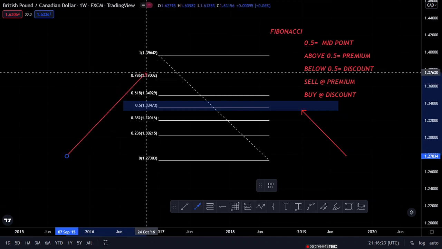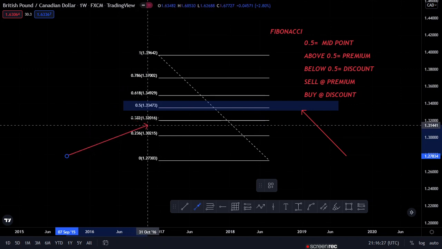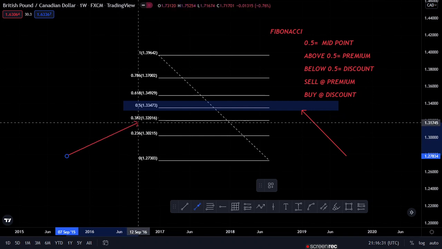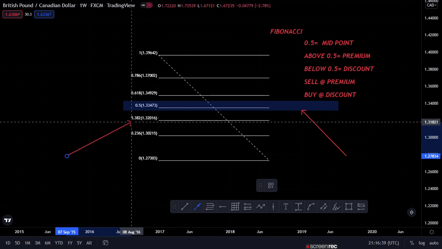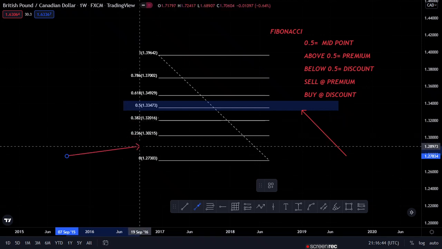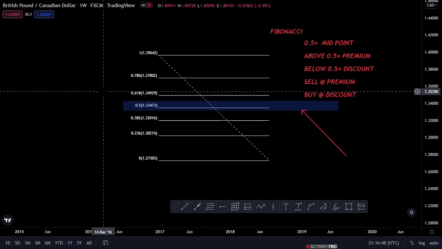The same thing. When we come to below here, that is the discount zone. We don't buy just because the price is at 0.382, but we add another point before we do so. So we buy at 0.382, 0.236, and then 0. This is basically what you need to know about Fibonacci. Very, very simple and very, very powerful tool.